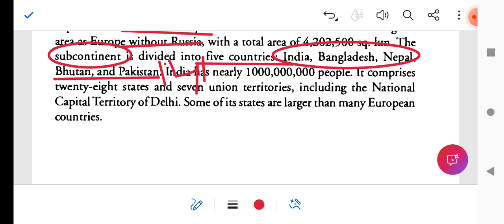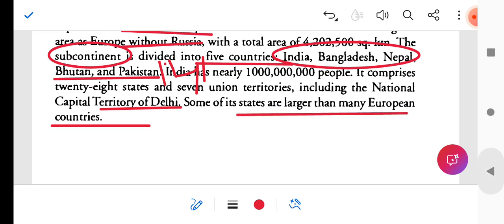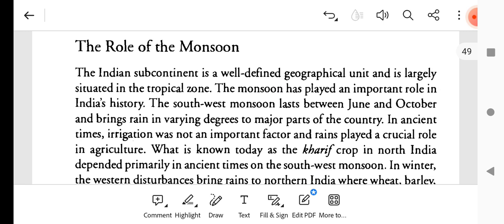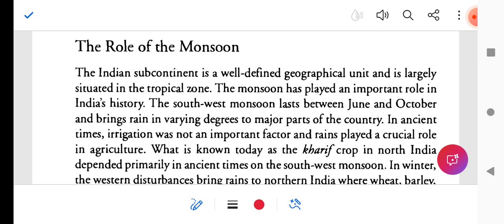It comprises 28 states and 7 union territories, including the National Capital Territory of Delhi. Some of its states, such as Rajasthan and Maharashtra, are larger than many European countries. These are larger states than any other European countries.